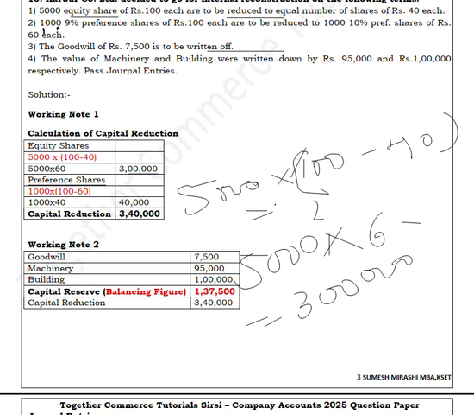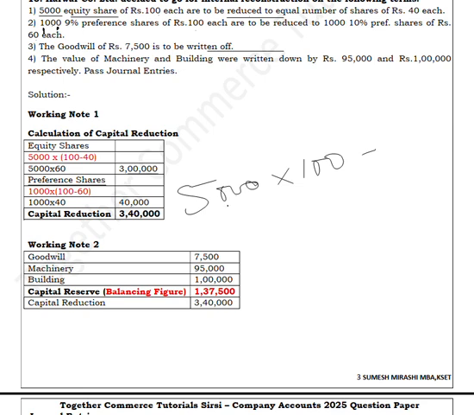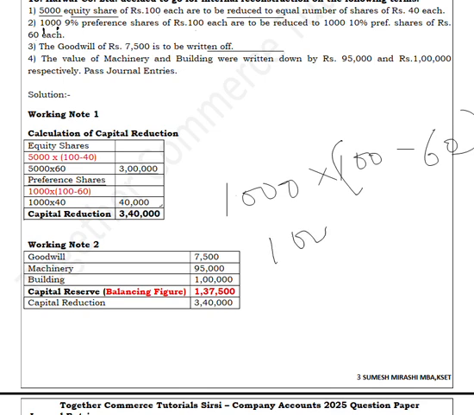Similarly, the next sentence is to be solved, that is of preference share. 1000 preference shares of 100 each are to be reduced to 60 each. Again, the calculation will be like this. After writing preference shares, 1000 into 100 minus 60, 1000 into 40. So the answer will be 40,000. That is what is written here. So you should add both, 3 lakh plus 40,000, it will become 3 lakh 40,000. So this is the capital reduction.